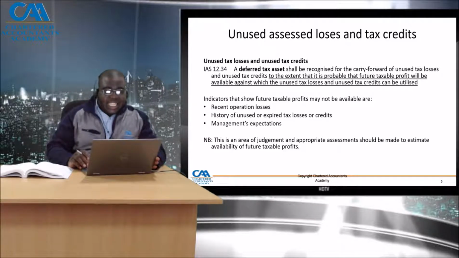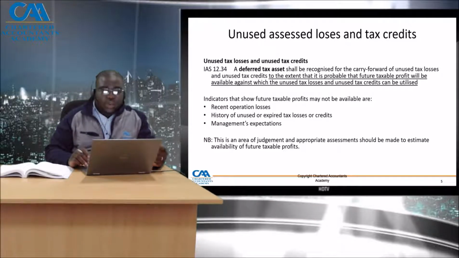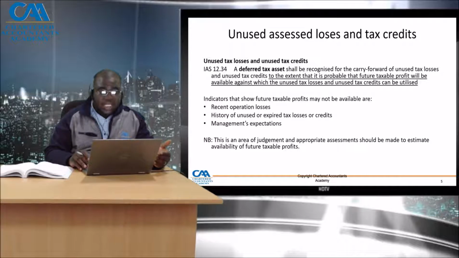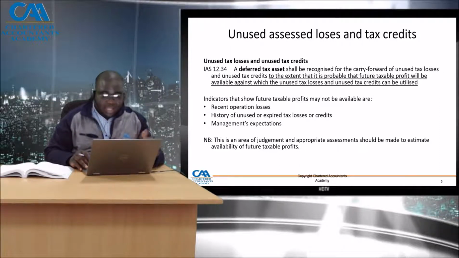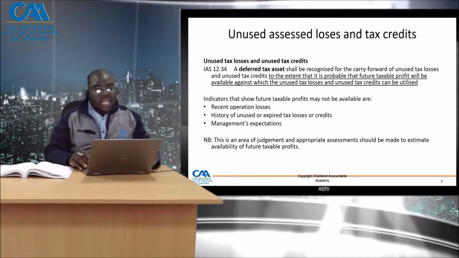So what are the indicators that show future taxable profits? Indicators that show future taxable profits may not be available are recent operational losses, so if you're continuing to make losses, a history of unused or expired tax losses or credits, or management expectations, where management just expects that it's not going to be easy. This is a very critical judgment area, and appropriate assessment should be made to estimate availability of future taxable profits.